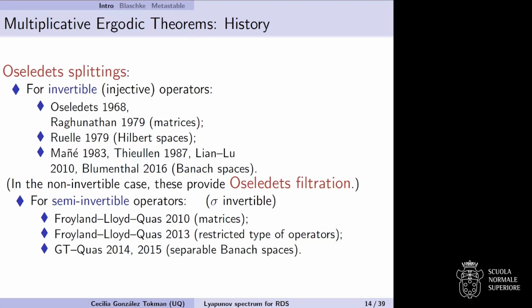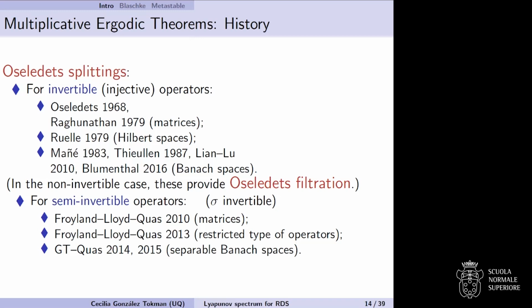All these results have an Oseledets splitting in the case where the operators or matrices are invertible or injective. But transfer operators are often not invertible, for instance, for expanding maps or piecewise expanding maps. And this is why semi-invertible multiplicative ergodic theory was developed first by Froyland, Lloyd, and Quas for matrices and operators. And later I also joined this team.